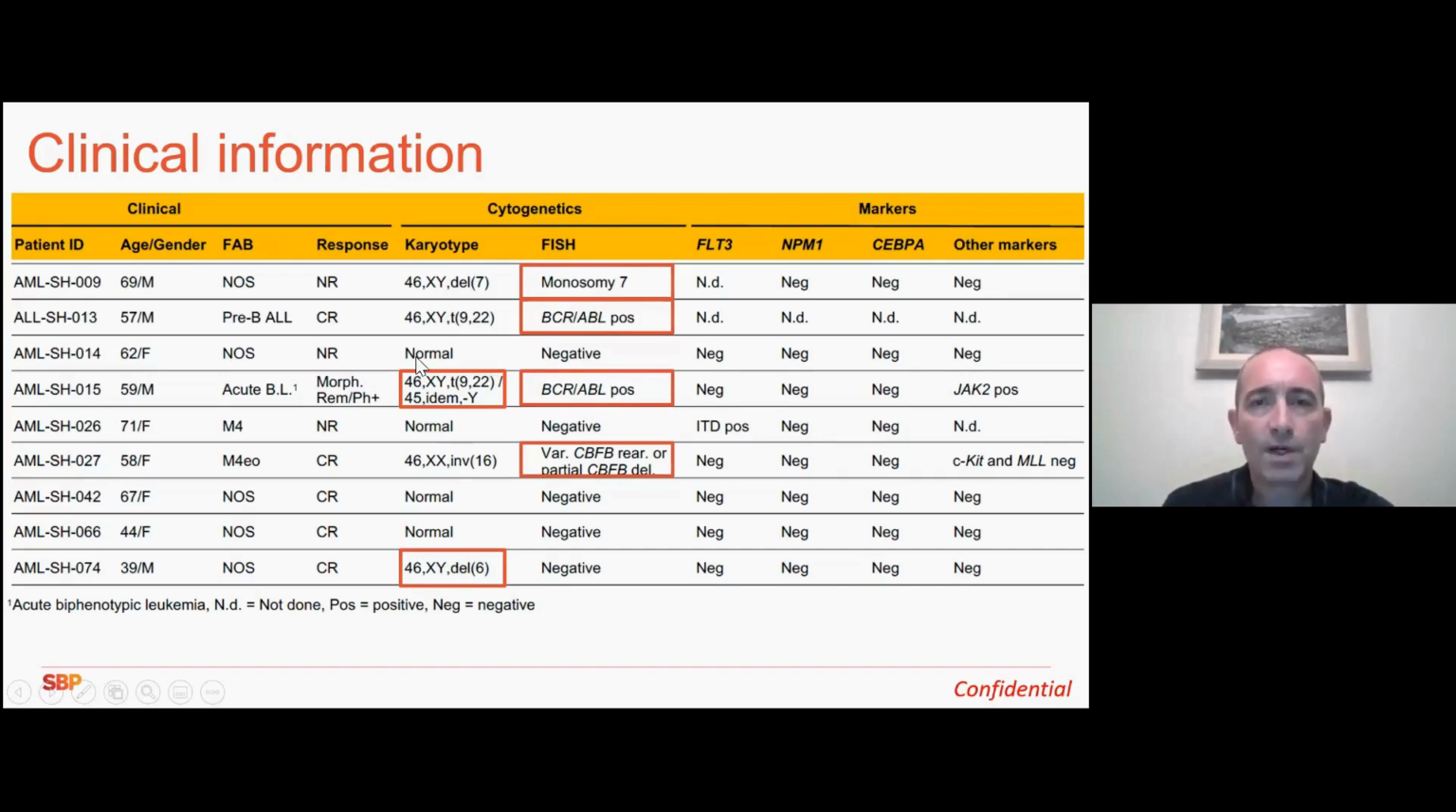What I really also want to point out is that 4 of these samples are considered normal or negative by traditional cytogenetic analysis. So traditional analysis will find nothing wrong with these samples, even though they're obviously not normal because they do have leukemia. So it was of interest to us to see what we could find using optical genome mapping.